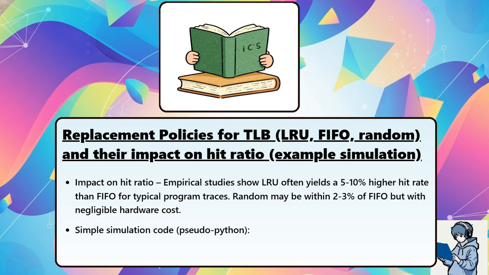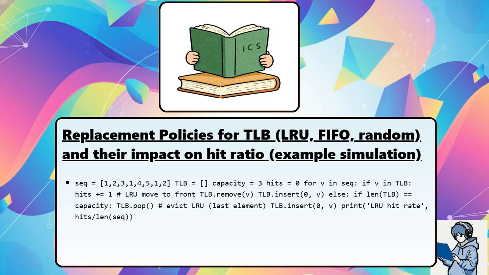Simple simulation code, pseudo Python: seq = [1, 2, 3, 1, 4, 5, 1, 2]. TLB = []. capacity = 3, hits = 0. for v in seq: if v in TLB: hits += 1 # LRU move to front, TLB.remove(v), TLB.insert(0, v) else: if len(TLB) == capacity: TLB.pop() # evict LRU last element. TLB.insert(0, v). print("LRU hit rate", hits / len(seq)).